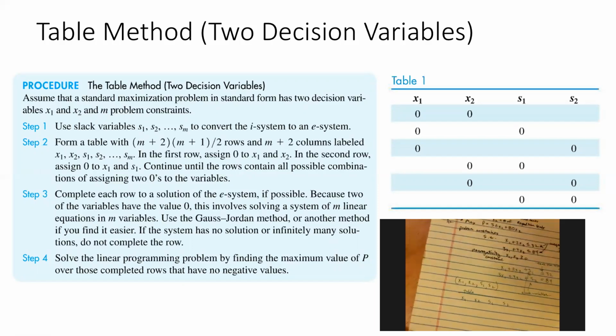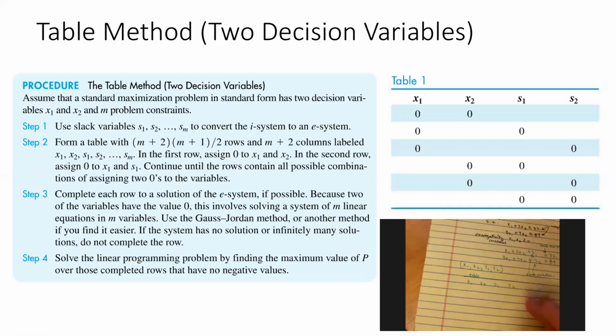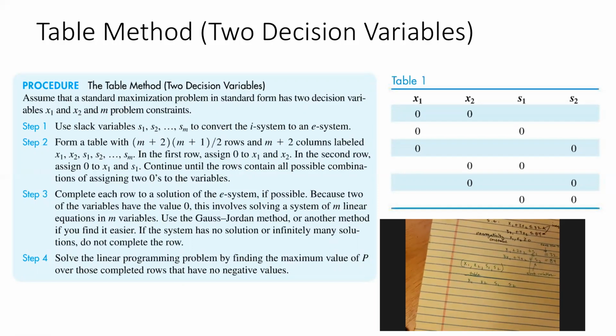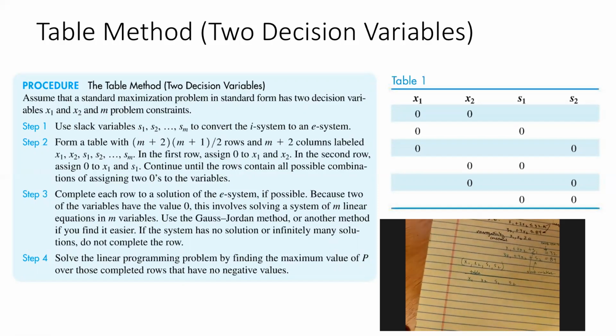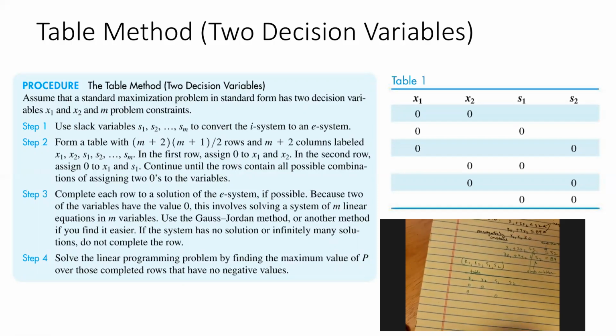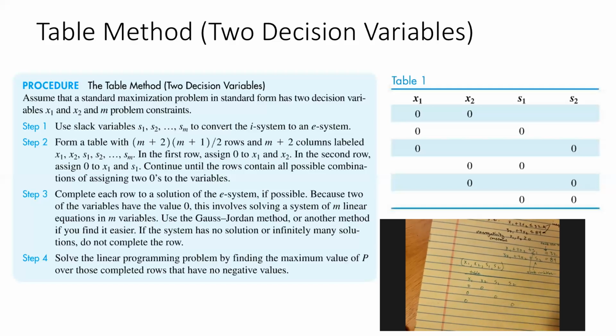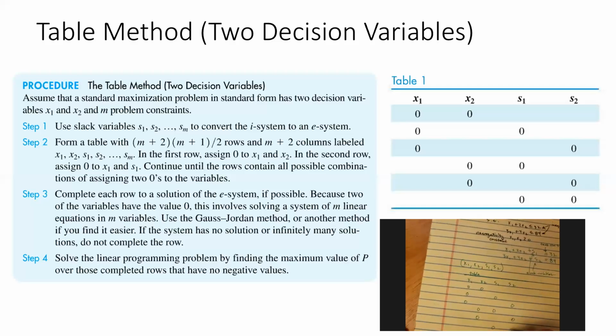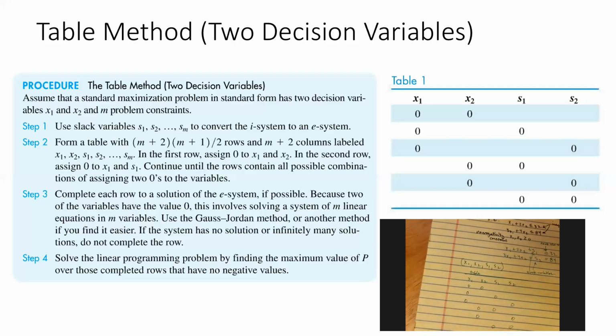Now, what I need to do is pair off zeros with each of the variables. The algorithm starts by pairing x1 and x2 to have zeros together. Then you pair x1 and s1, then x1 and s2. Now that x1 has been paired with everything, we move to x2, which pairs with s1 and with s2, and then finally s1 and s2 must be paired together as well.